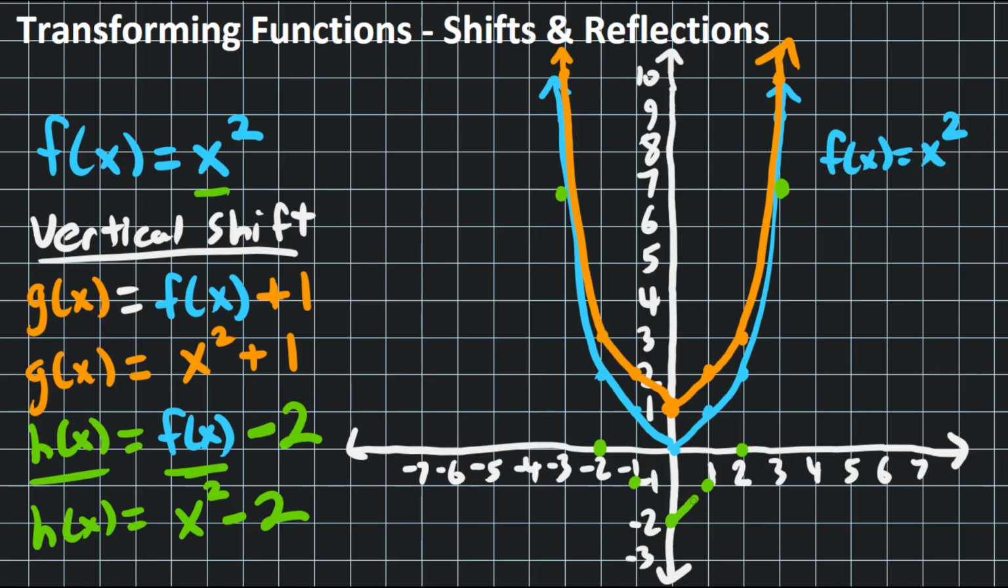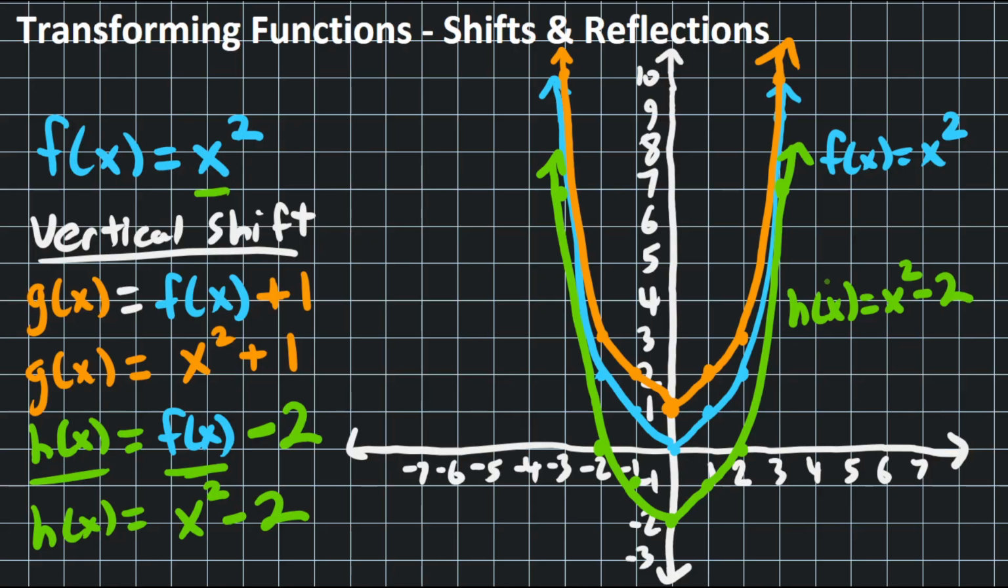Let's connect all these points of this parabola. Then we'll go up here, and here as well. And there we go. This is h of x. The green parabola is h of x, which equals x squared minus 2. And that is how we perform vertical shifts on a function. So that's how we move a function up and down.